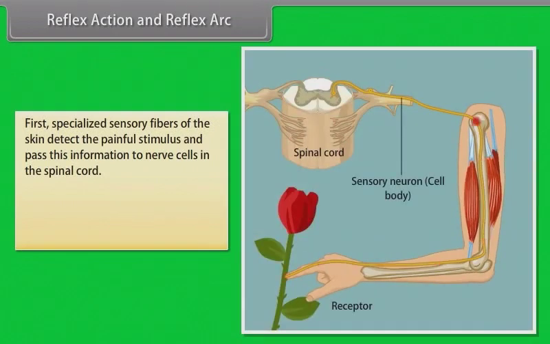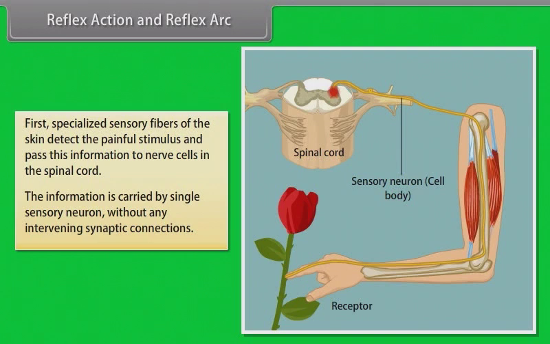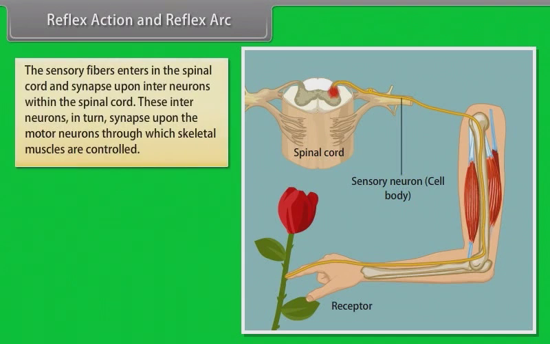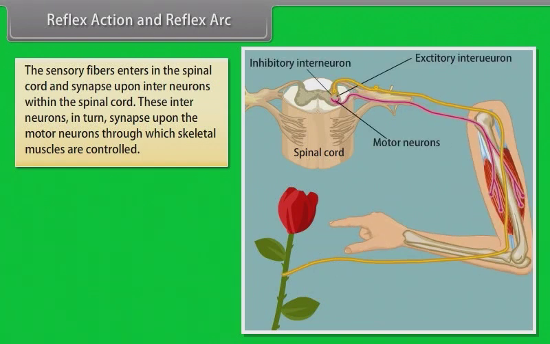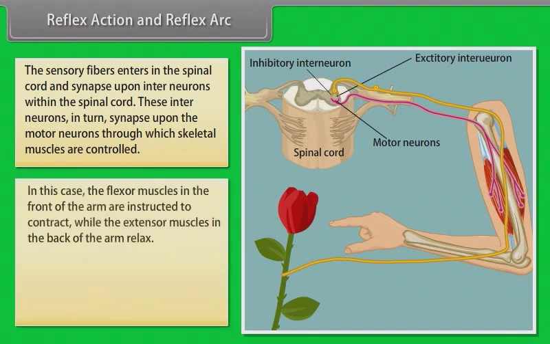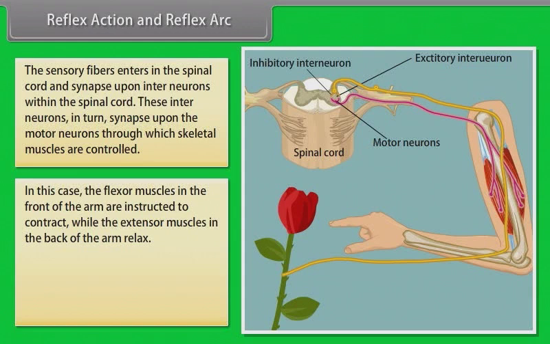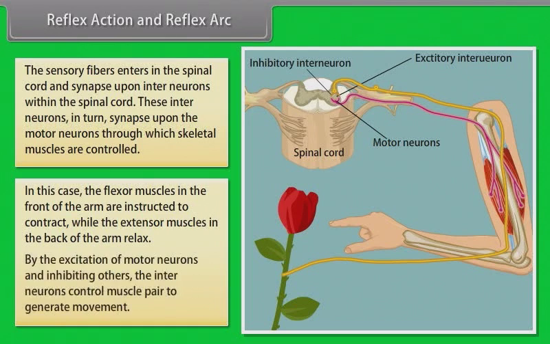First, specialized sensory fibers of the skin detect the painful stimulus and pass this information to nerve cells in the spinal cord. The information is carried by a single sensory neuron without any intervening synaptic connections. The sensory fibers enter the spinal cord and synapse upon interneurons within the spinal cord. These interneurons in turn synapse upon the motor neurons through which skeletal muscles are controlled. In this case, the flexor muscles in front of the arm are instructed to contract while the extensor muscles in the back of the arm relax. By the excitation of some motor neurons and inhibiting others, the interneurons control the muscle pair to generate movement.